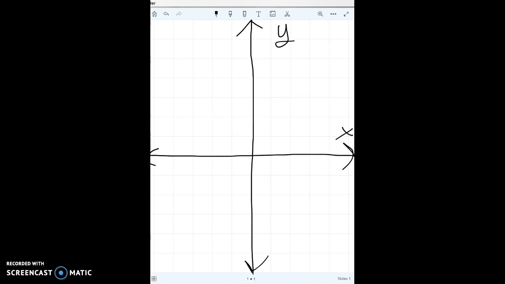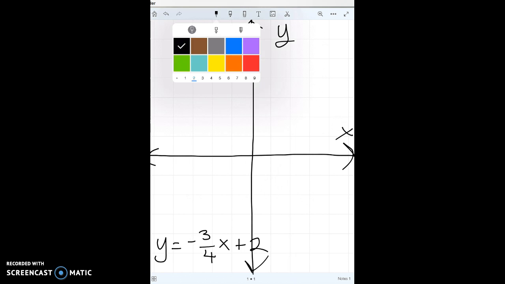Okay, so this time I'm going to start with the equation. So I'm going to make my equation y equals negative 3/4 x plus 2. Okay, so let's say they give me that equation and they say, okay, can you graph it? Sure, I can give you a lot of information just from looking at that equation.